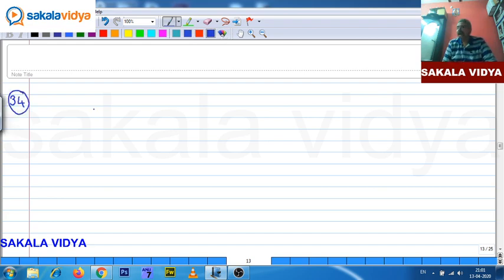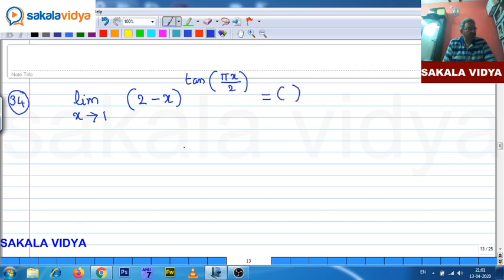Thirty-fourth question. Limit x tends to 1, (2 minus x) whole to the power of tan of pi x by 2 equals to. This is the question.